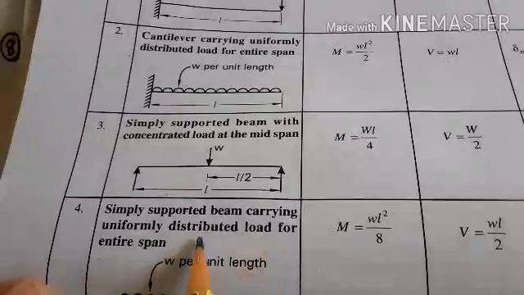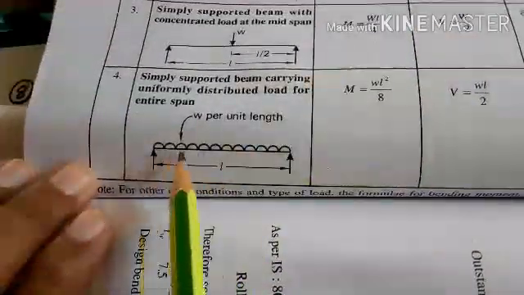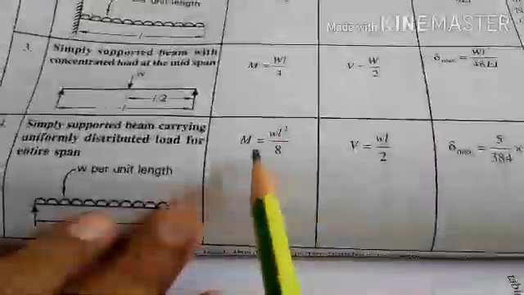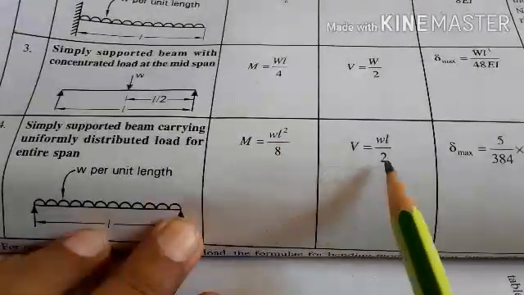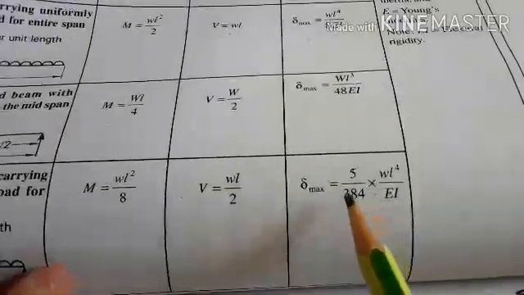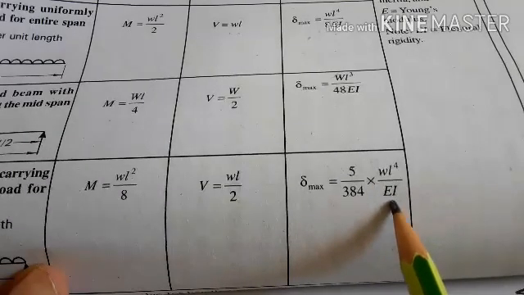And suppose a simply supported beam carries a uniformly distributed load over the entire span, like this, UDL acting over a simply supported beam. You know how to calculate the bending moment: M equals wL square by 8, and the shear force V equals wL by 2, and the deflection delta max will be 5 by 384 wL raised to 4 by EI.